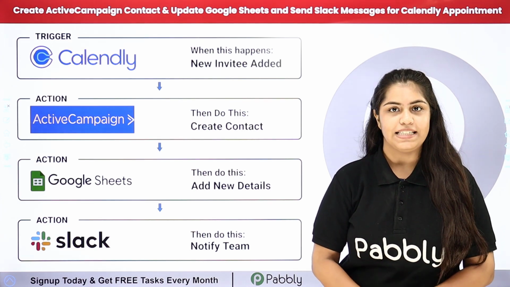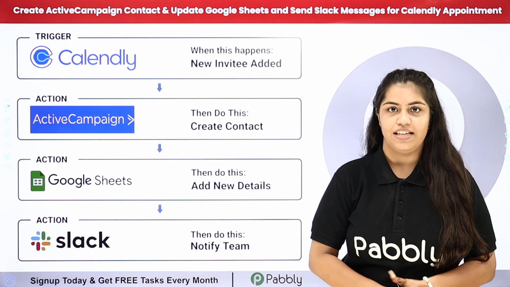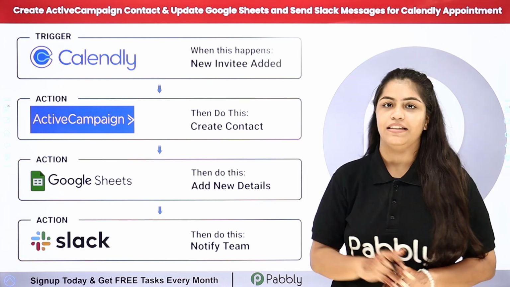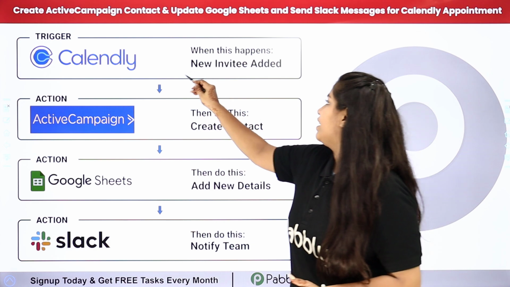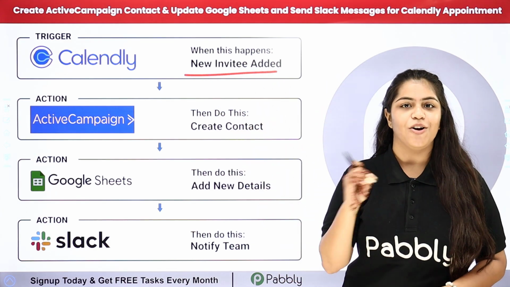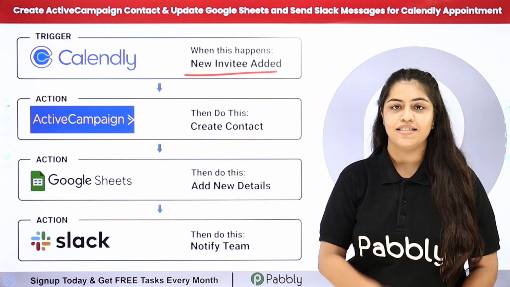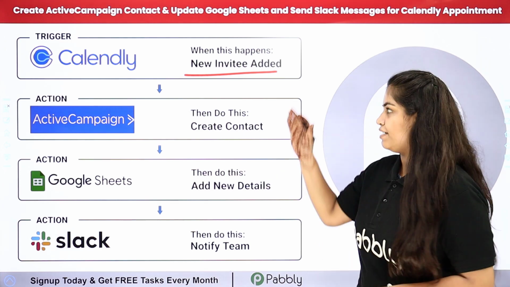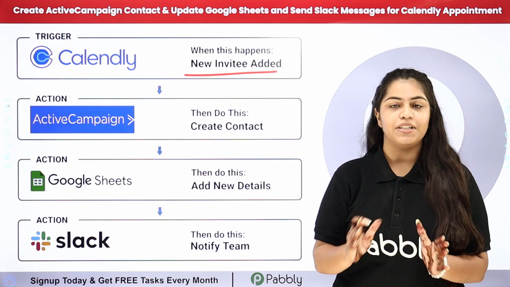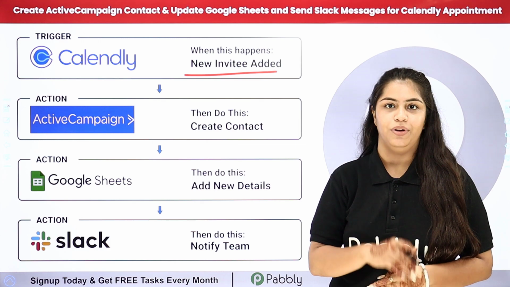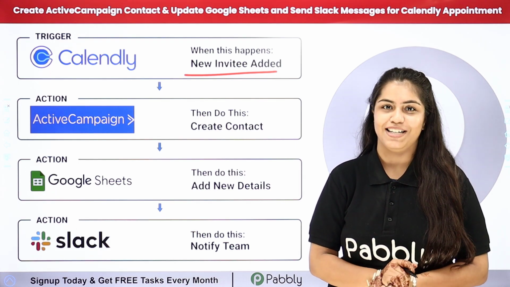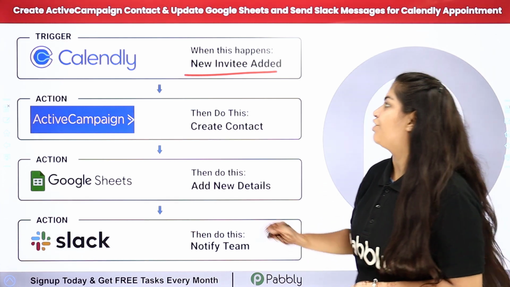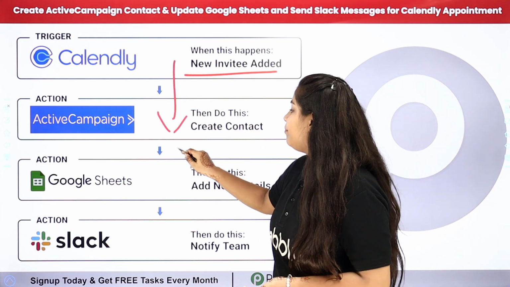So over here, I'm doing the same. I'm running a real estate agency, and for that we use Calendly to get the bookings of our clients. So now what I want is that as soon as a new booking is made in my Calendly account, automatically with the help of the same details, a new contact should be created in my ActiveCampaign account too. And also the appointment details should be added in the Google Sheets, and my team on Slack should be notified about the new appointment.